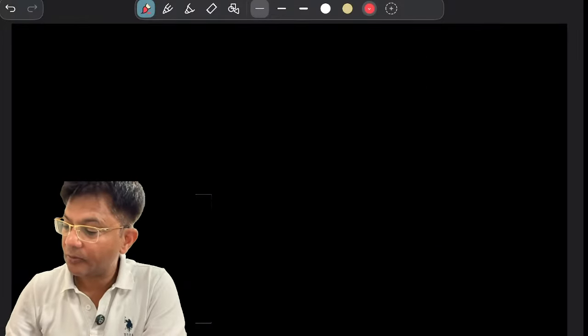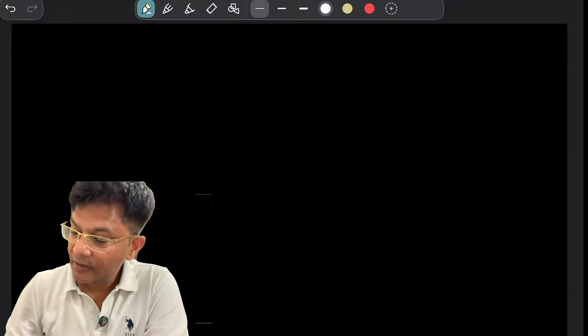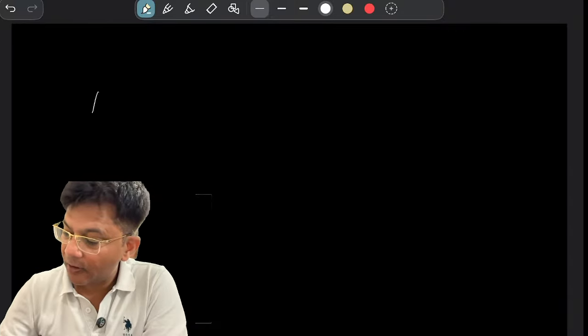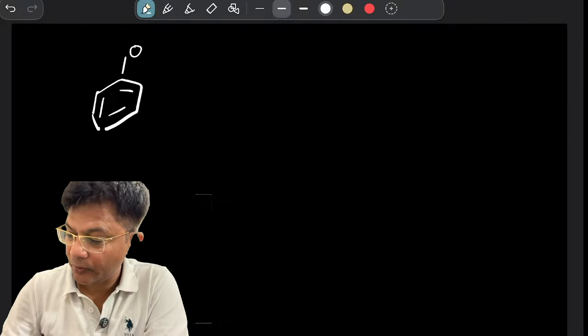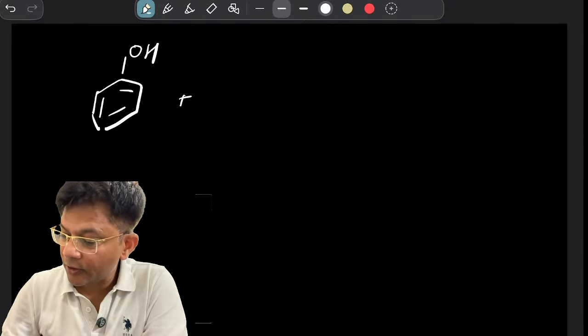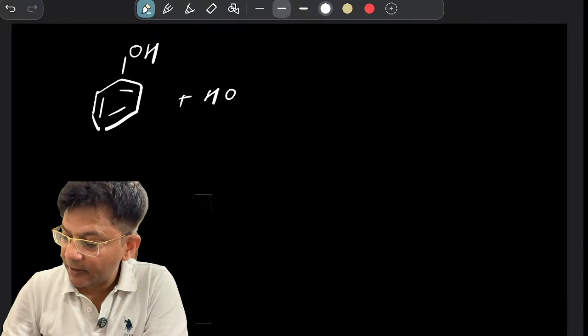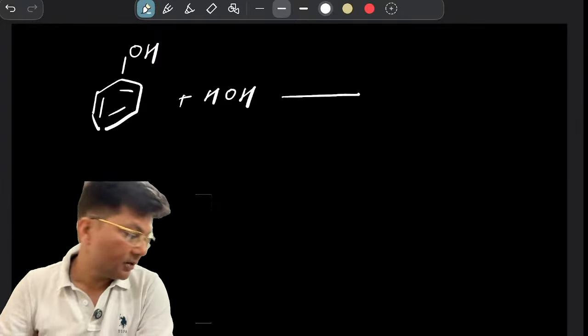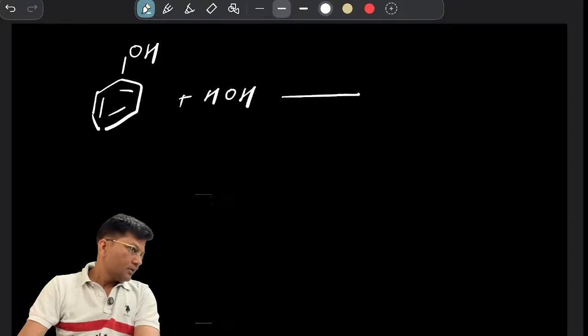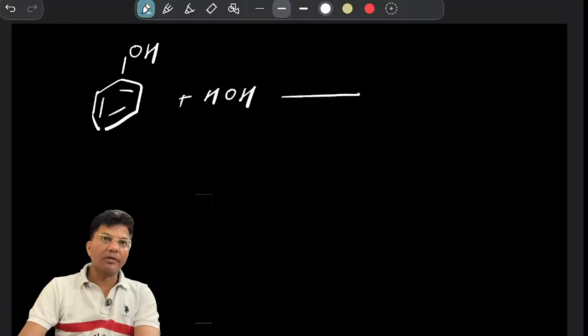Thermodynamically, phenoxide is more stable. Let's see the reason. See, if I draw the phenol, just focus over here. If you add water or any base, definitely that will snatch its proton and shift the equilibrium more in the forward direction, kids.